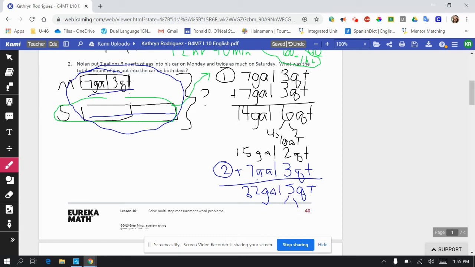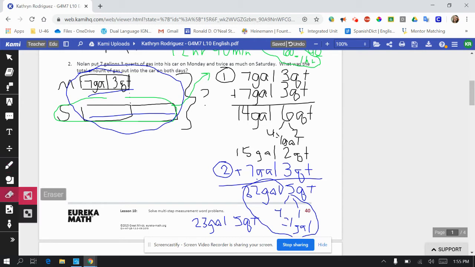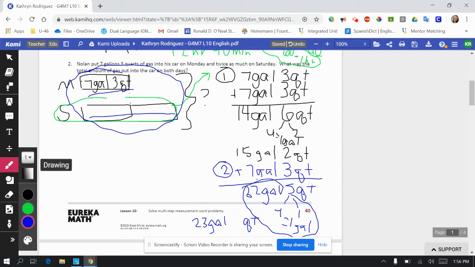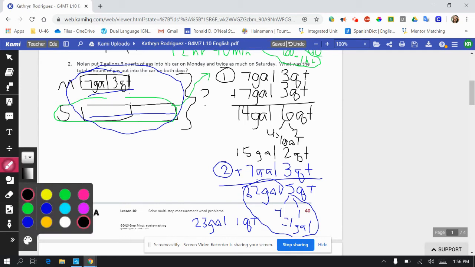Now the 5 quarts, again, I'm going to break into the 4 and 1 because the 4 will equal 1 gallon. So here I actually have 23 gallons and 5 quarts. All right, not 5 quarts. Did you catch my mistake? It should be 1 quart. 1 quart was left over there.